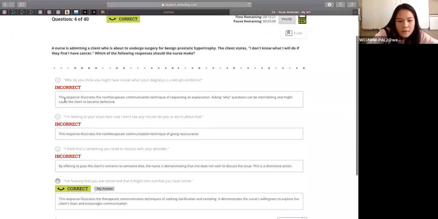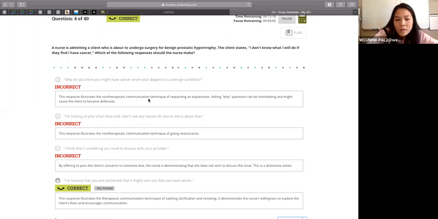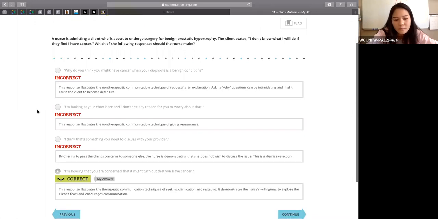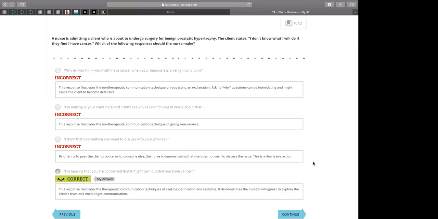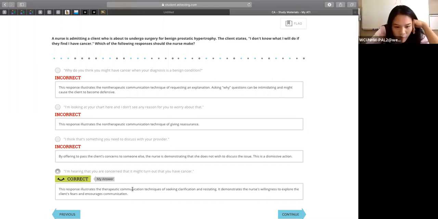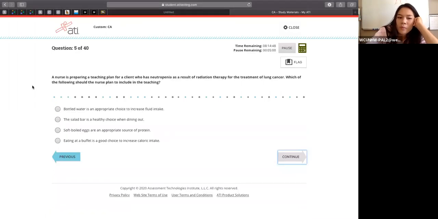Yeah. So this response illustrates a non-therapeutic communication technique of requesting an explanation. Asking why questions can be intimidating, and it might cause the client to become defensive. Is that clear? Was that helpful? Yes. Yeah, so this one is therapeutic. Yeah, always like repeat the patient in another way. That's usually the answer.